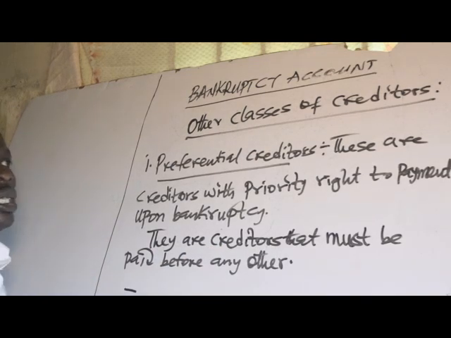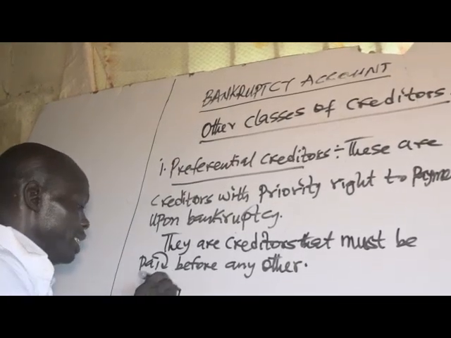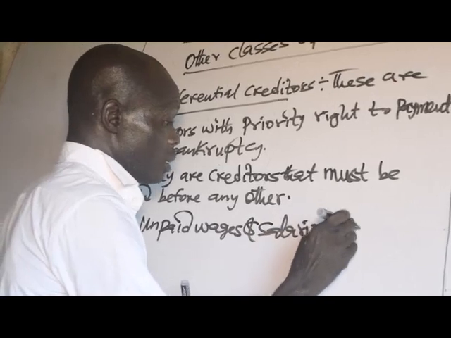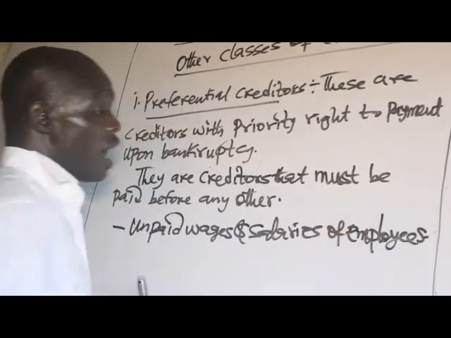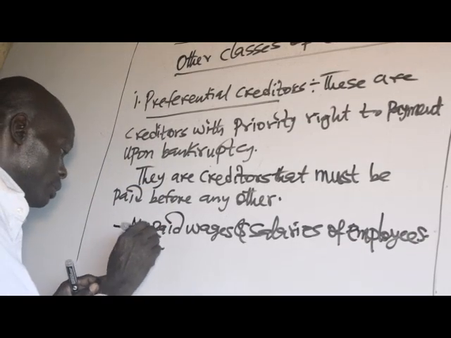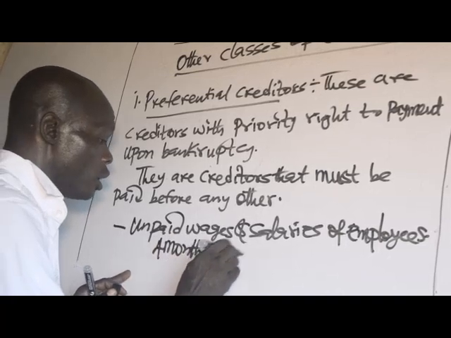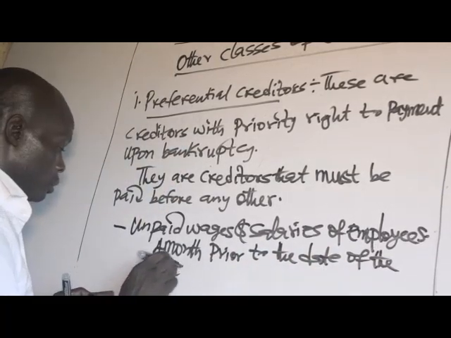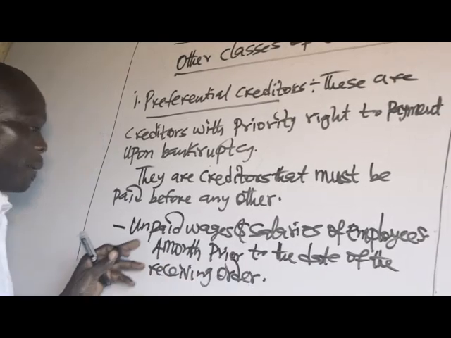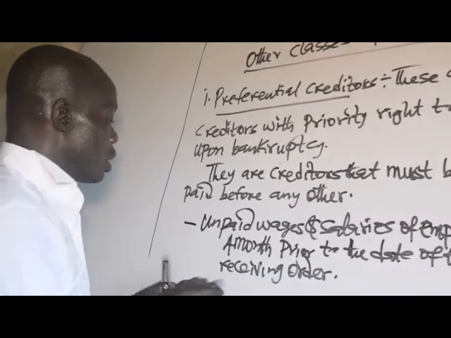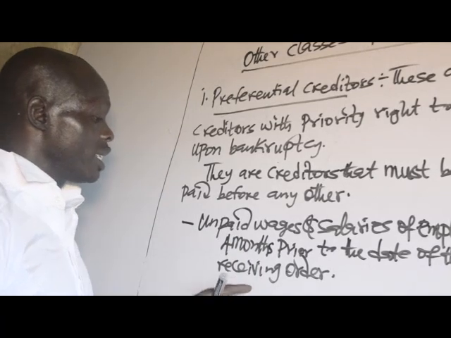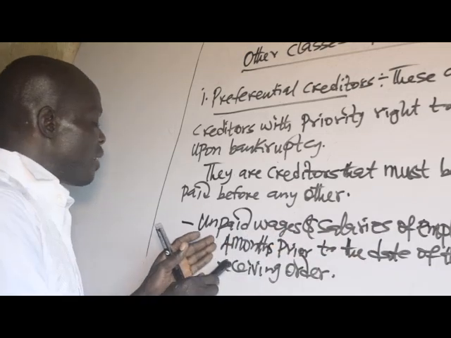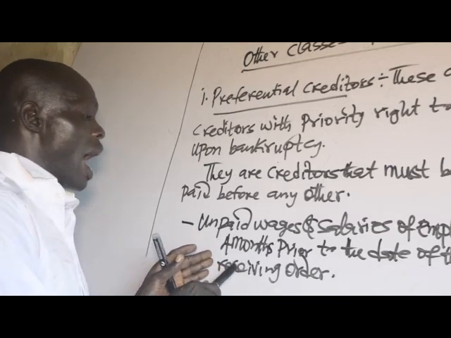So preferential creditors include the unpaid wages and salaries of employees, four months prior to the date of the receiving order. Meaning that any unpaid wages and salaries whose payment period exceeded four months, those ones will be ranked as unsecured creditors.